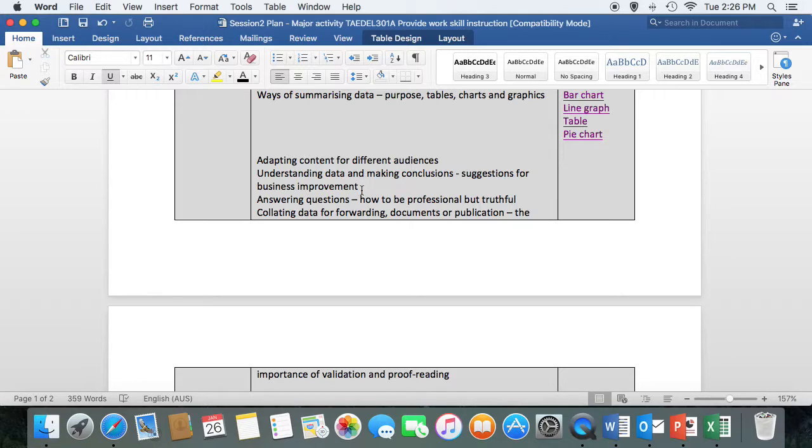Now, we were talking about the different graphs and adapting the content to suit different audiences. That's great. So that's been covered. Business improvement, we've talked about that. Some businesses do make improvements based on the data provided. So it's important for you to be professional and truthful when you're providing that data. Just because the data says something that one of your managers or supervisors doesn't agree with, doesn't mean that data should not be shown. Data tells a story.